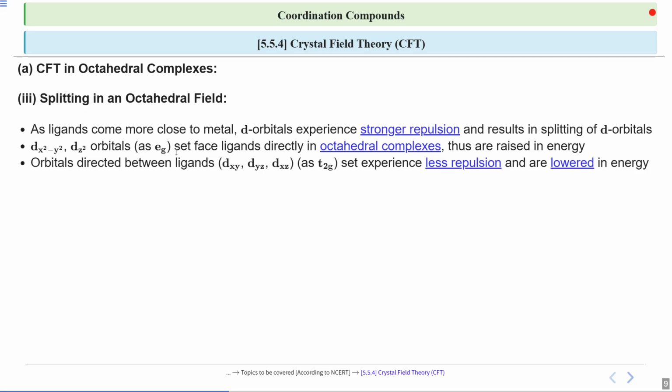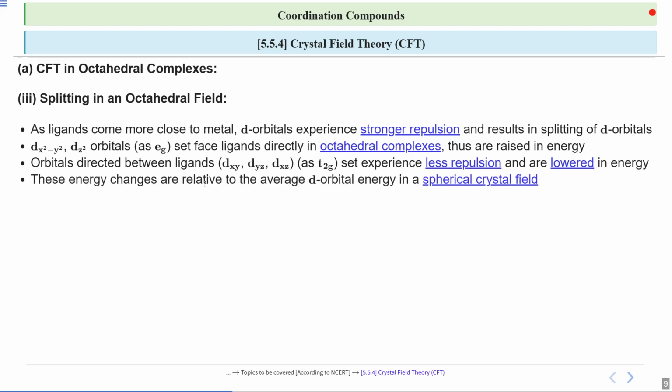So they are higher in energy compared to the t2g set, which includes the orbitals dxy, dyz and dxz, which are directed between the ligands, or between the axes. The lobes of these dxy, dyz and dxz orbitals point between the axes, which is why they experience less repulsion comparatively, and they are lowered in energy compared with the eg set.